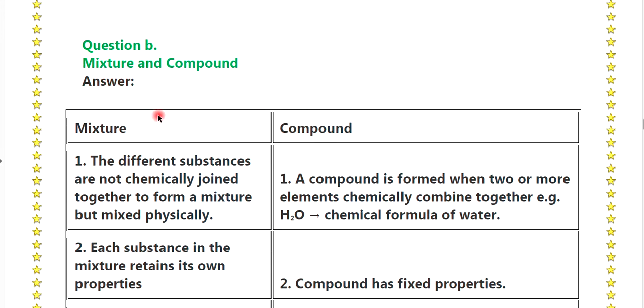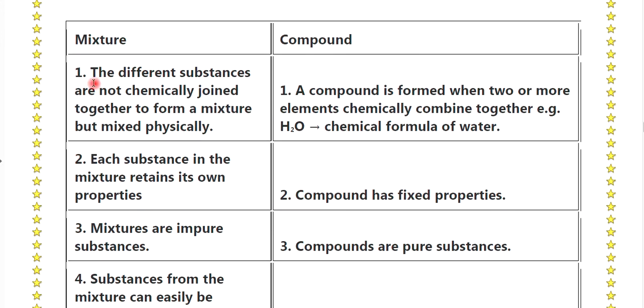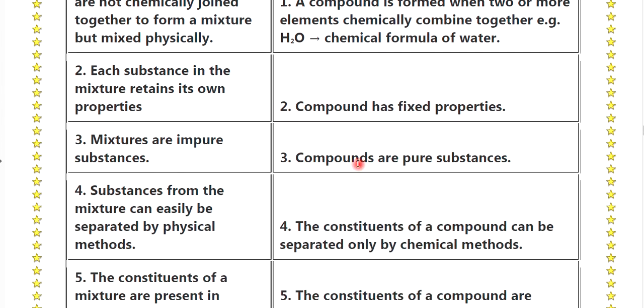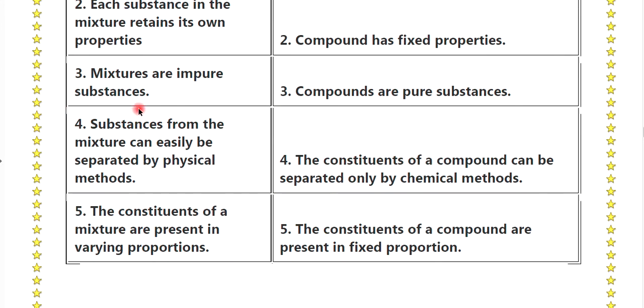Question number B, mixture and compound. Answer: mixture, different substances that are not chemically joined together form a mixture but mix physically. Compound, a compound is formed when two or more elements chemically combine together. Example, H2O, the chemical formula of water. Each substance in the mixture retains its own properties. A compound has fixed properties. Mixtures are impure substances, compounds are pure substances.